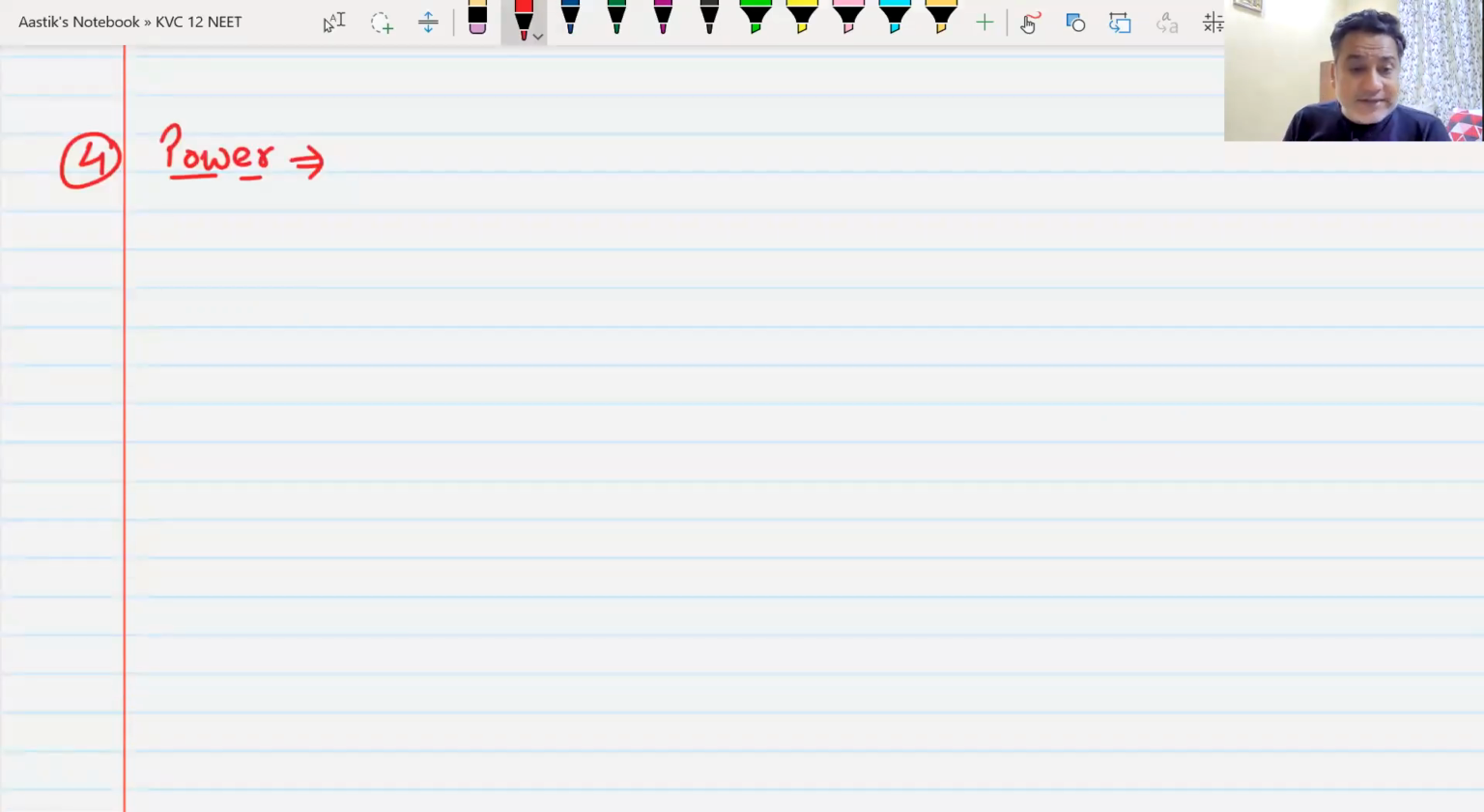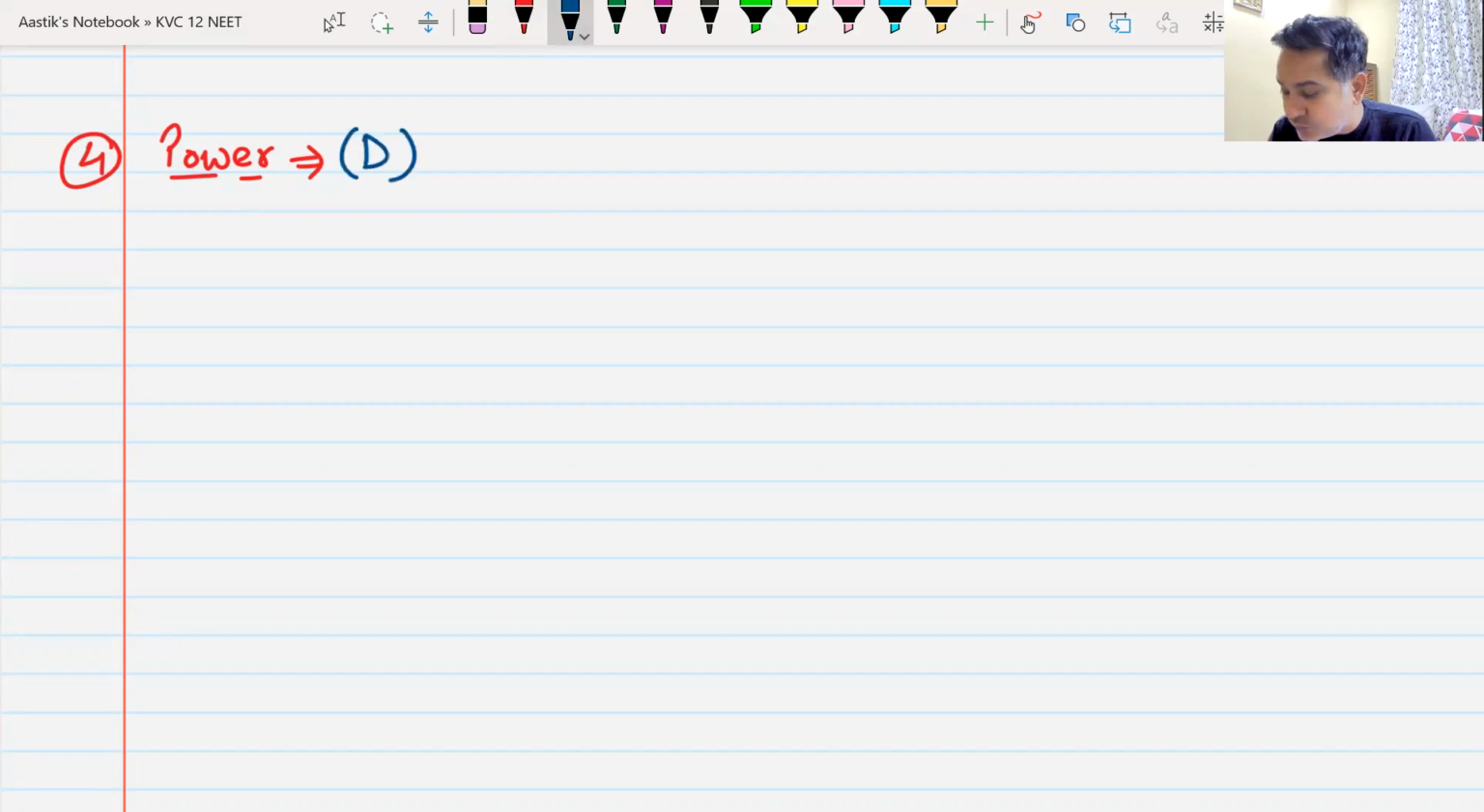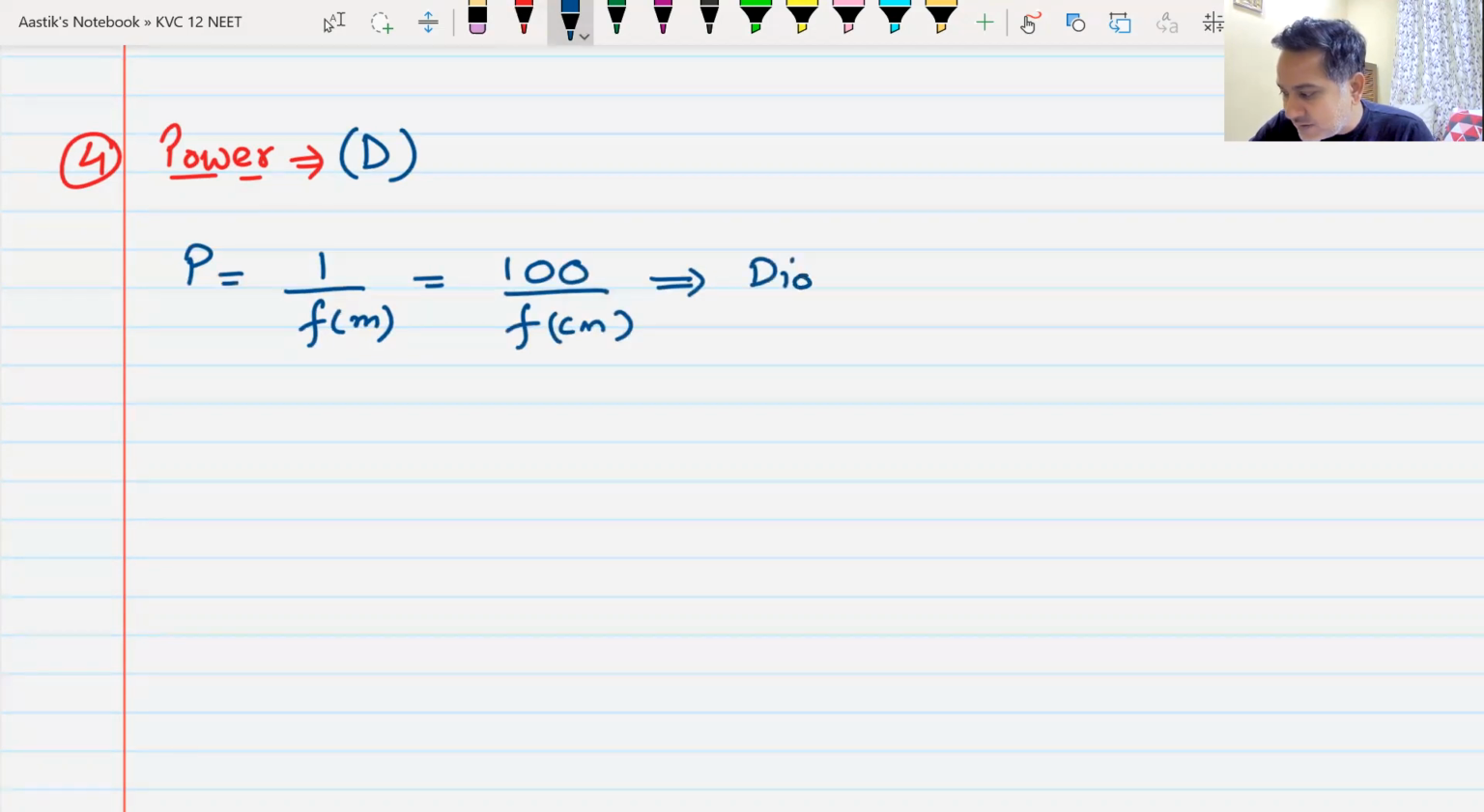The next thing is power of a lens. Whenever we talk about power of a lens, the SI unit is diopter, D. Power of a lens is 1 by f of the lens. If the focal length is in meters, it is 1 by f in meters. If it is in centimeters, it is 100 by focal length in centimeters. Then you will get the power in diopters. Do we understand this? You must be wearing lenses, so you must know.